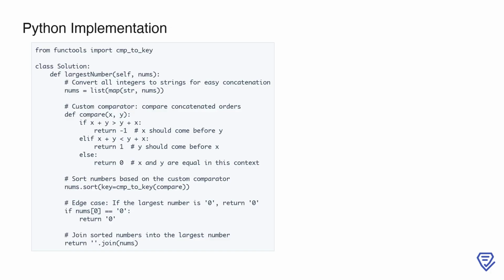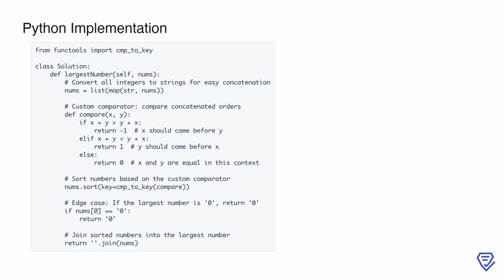3. Sort the list using the comparator. The nums.sort function sorts the string list based on the custom comparator. The cmp_to_key function from functools is used to adapt the comparison function to work with Python's sorting mechanism. 4. Handle edge case. If the largest number in the sorted list is 0, the entire result would be 0. This is checked explicitly, and 0 is returned in such cases to avoid results like 000. 5. Join sorted numbers. Finally, the sorted list of strings is concatenated into a single string using ''.join(nums), forming the largest possible number.